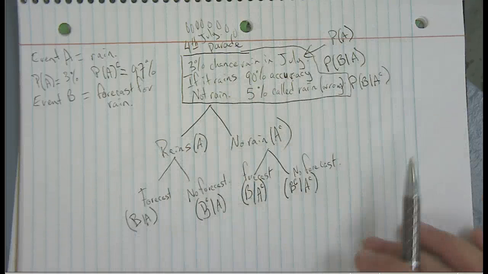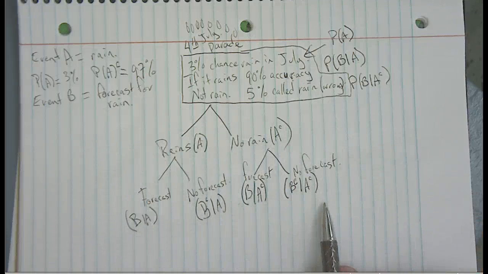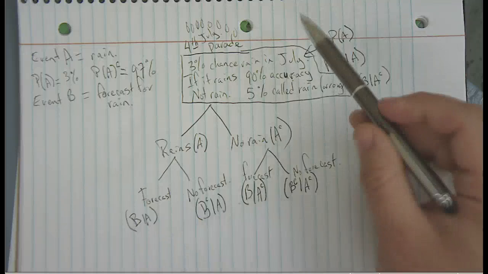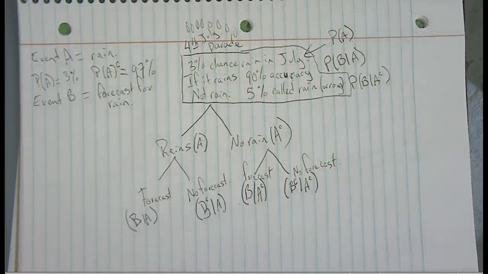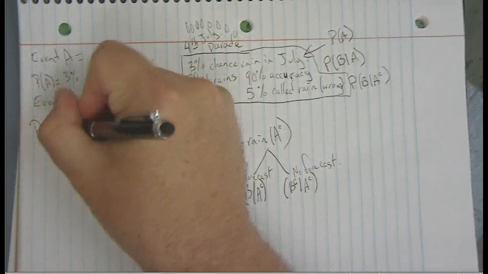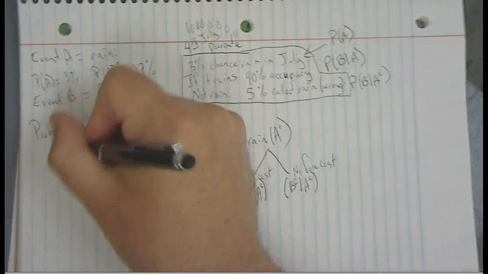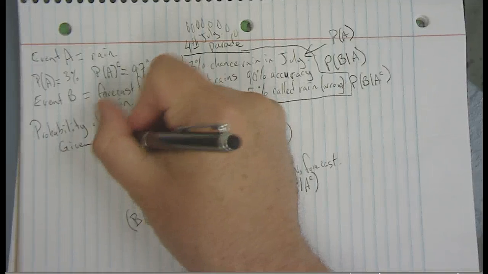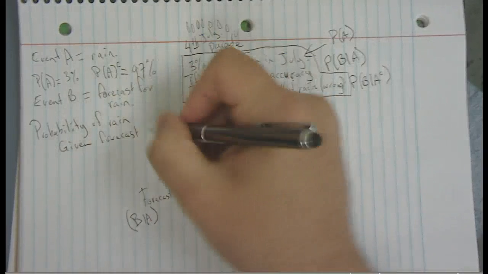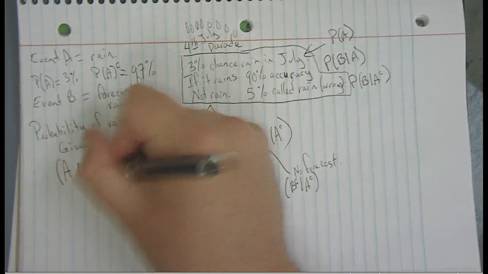Well, what are we looking for? Now let's stop and just think for a minute. Which of these is going to help us? Okay, he says, look, there's a forecast for rain. I think it's going to rain. We need to say, okay, well, what is the probability of rain given a forecast for rain? So how would that be? That would be the probability of A given B.